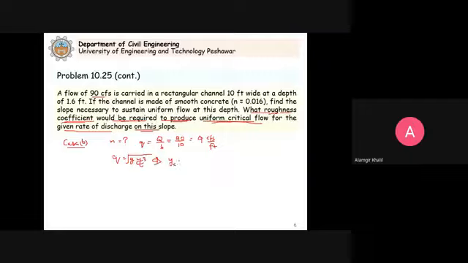So yc will be equal to (q square divided by g) whole power 1 by 3. If you put the values, take care of the value of g, system of units. So this will be equal to (9 square divided by 32.2) whole power 1 by 3. Now from here we can easily calculate this YC, and the critical depth is equal to 1.36 feet.